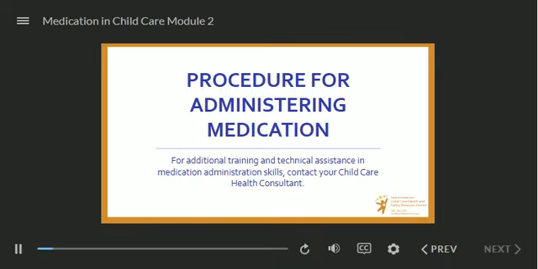We will now go through the procedure for administering medication, putting into practice the steps of medication administration. Remember, however, that this training does not cover the hands-on skills you need to administer medication safely. Child care health consultants can provide training and technical assistance for medication administration skills and how to recognize and respond to emergencies that children with special health care needs may have, such as asthma, allergies, seizures, or diabetes.